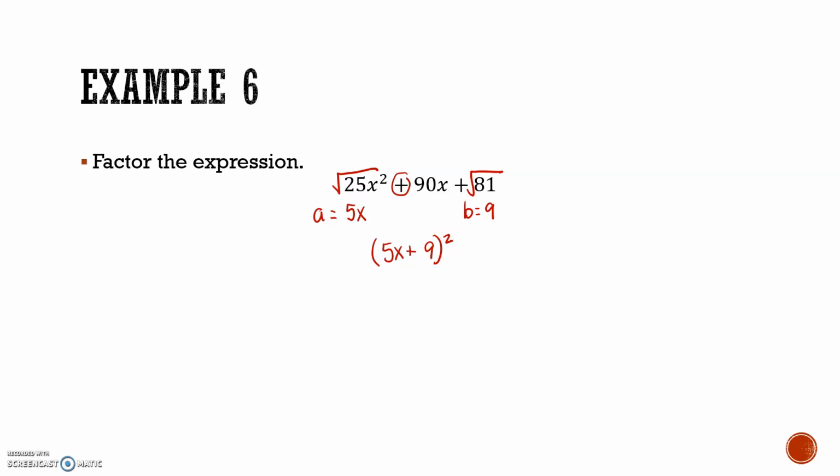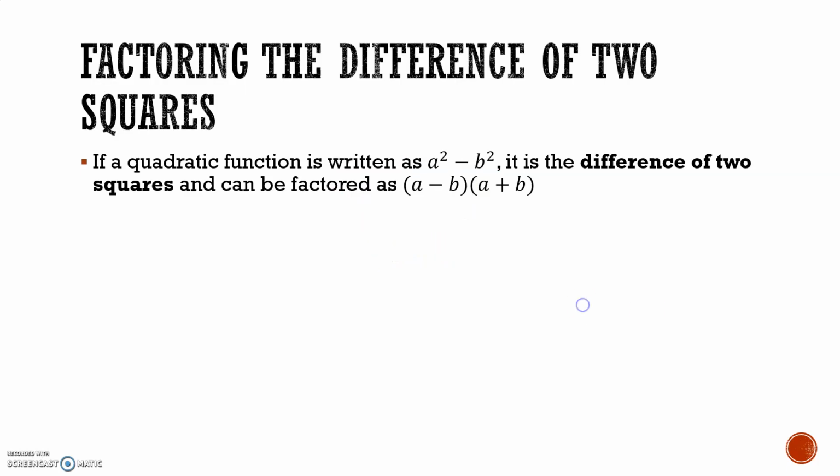And with numbers like this, it's going to save you a huge hassle, because who wants to do 25 times 81? Not me. So like I said, I want you to practice using this method, even though it might seem a little bit weird or uncomfortable at first. But there's another special case that we need to look at, and that's the difference of two squares.